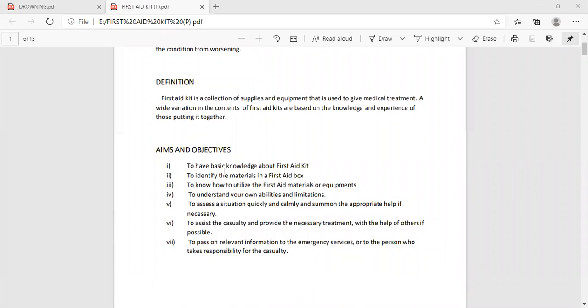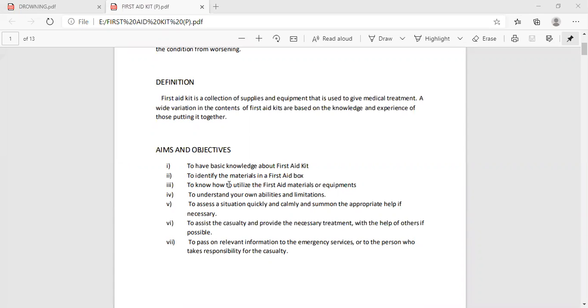Then the aims and objectives. First is you have to have a basic knowledge about the first aid kit box. Then you will also have to identify the materials. If you do not know which one is the thermometer, which one is bandage, which one is triangular bandage, which is Dettol, then without knowing the objects, how will you help the person? So you should have a little bit of knowledge about the items.